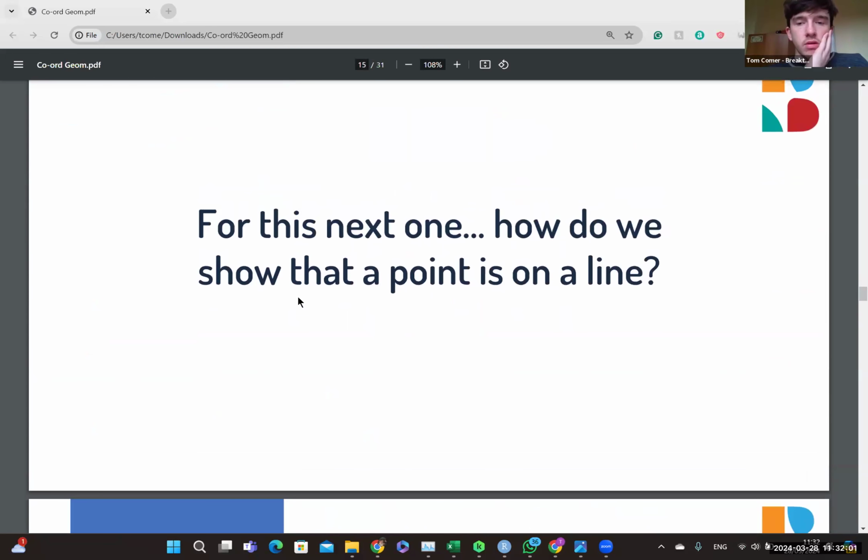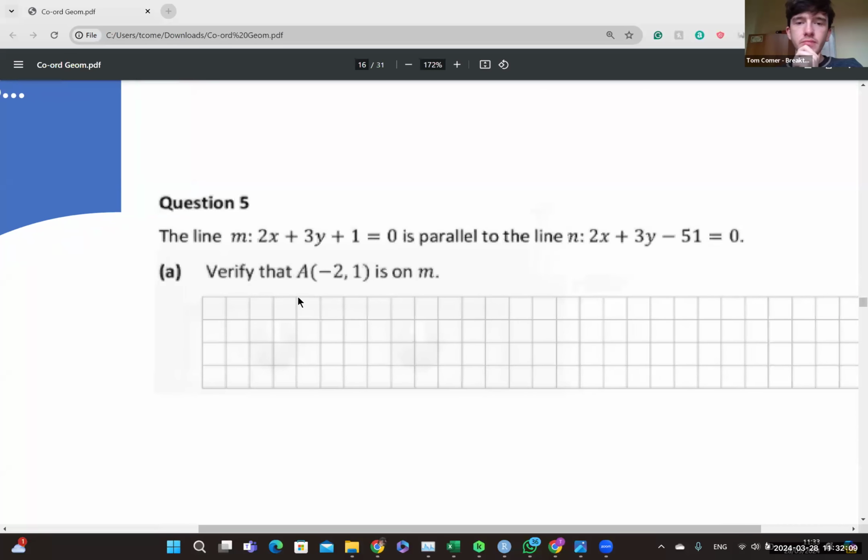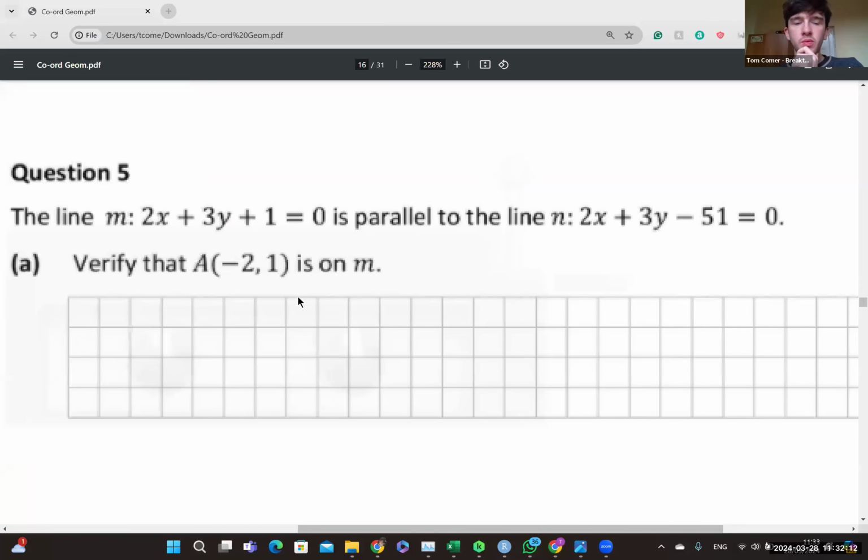So now for this next one, what we're looking to find out is how do we show that a point is on a line? So how do you show that a point is on a line? Well, let's see this, okay? So what I want you guys to do is, we're told the line M is 2x plus 3y plus 1 equals 0. We're told it's parallel to the line. But the first thing we're asked is verify that the point minus 2, 1 is on M.